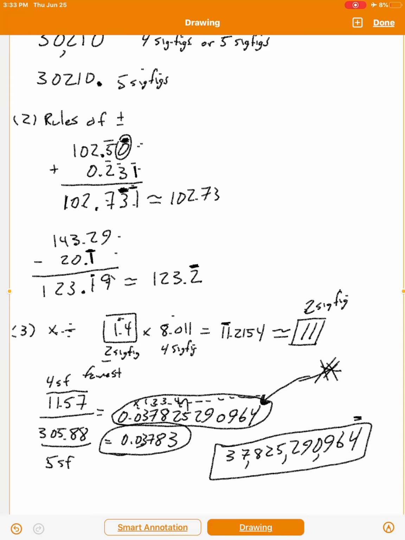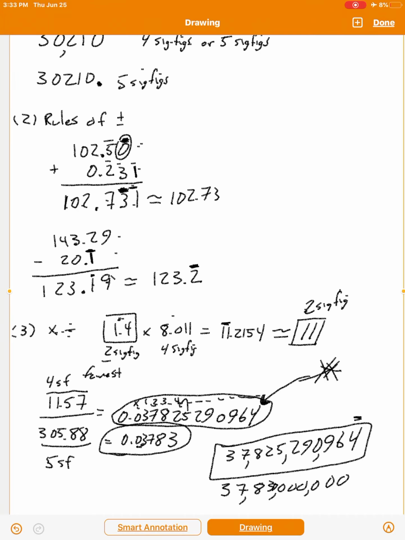However, if you look at this number, 3783, this one only has 4 sig figs. So now we're saying, look, it's 37,830,000,000, and we don't know what the other numbers are. It's unknown. That would be a more reasonable estimate.